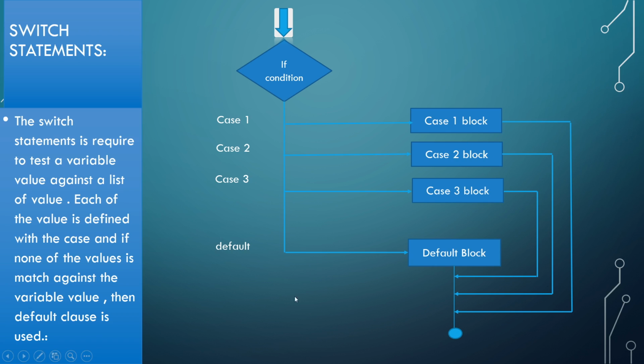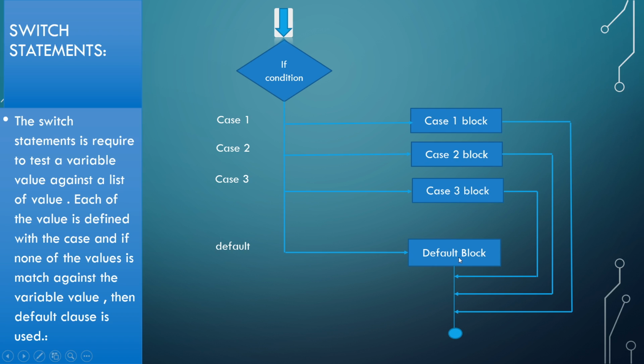Look at the diagram. We have the condition, then case 1, 2, 3. For case 1, this block of code runs and it goes to the final answer. Then similarly we have case 2, case 3 and the default. If none of these matches, then it will come to the default block.